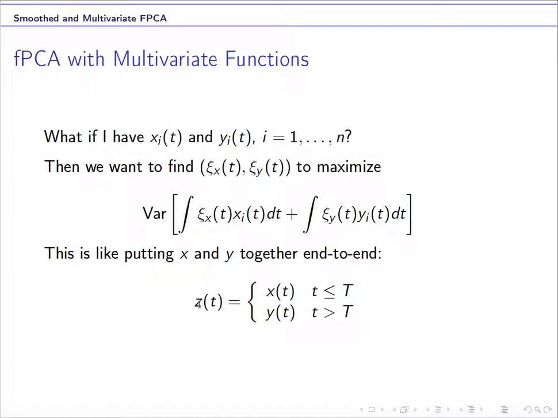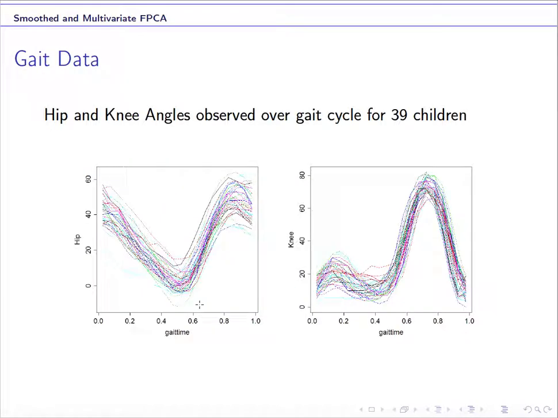So this is one way to do FPCA for multivariate functions. Here is one example of multivariate functional data. This is the gait data, basically the walking cycle of 39 children. When we walk, there are two parts moving, our hip and our knees.